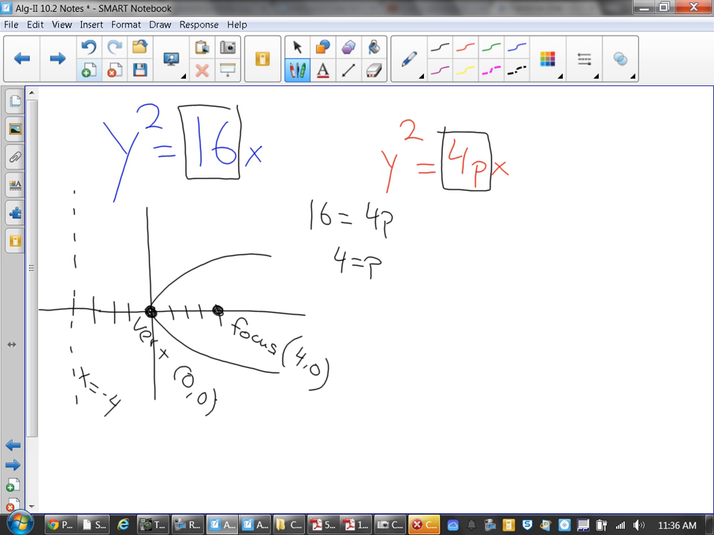You guys notice how I'm drawing my directrix as a dotted line? Make sure you draw it. That's the customary way of drawing it. So we've got my focus, the directrix, and the vertex. What am I missing? Just get a set of points.